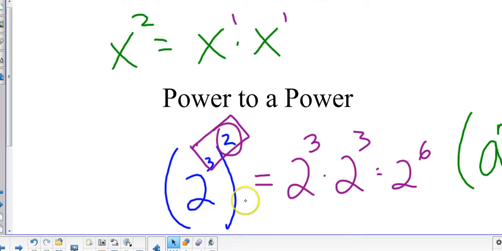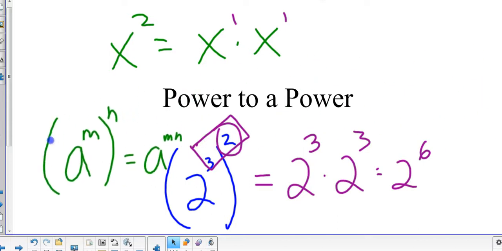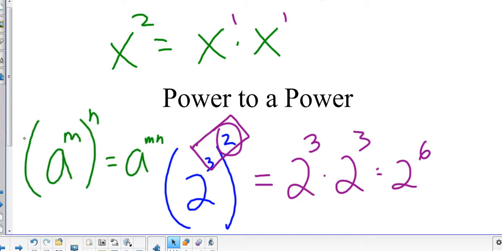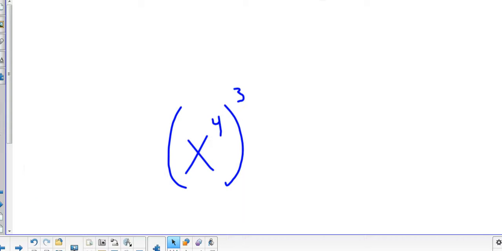So the rule, the exponent rule, is if you have a to the m to the n, so this is already a power raised to another power, you can multiply those exponents and write it as a to the mn. Right? So power to a power we can multiply, which is different than multiplying like bases, where you combine or total the exponents. So this is a power to a power.